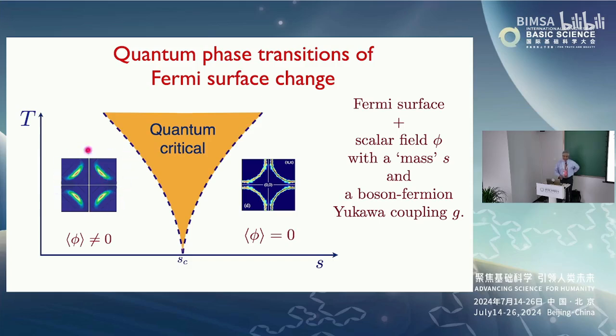So depending on the particular model you choose for this pseudogap metal, you get different theories to describe this change in the Fermi surface. But they have some common features. First of all, they do have this Fermi surface, which is the Fermi surface here on the overdoped side. But in addition to the Fermi surface, there is a scalar field phi. This phase transition is described by the condensation of this field phi. So we view S as a mass of this field, and when S is negative, the field condenses. And that leads to, because there's a Yukawa coupling between phi and the Fermi surface.